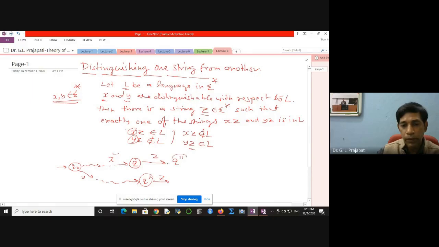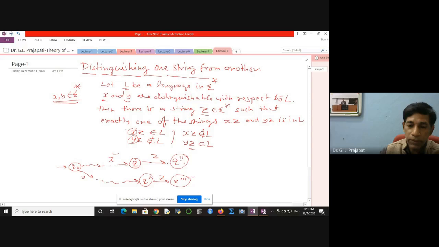Okay, and this may go to the states q triple dash. So what we mean is that if x and y are distinguishable, then on concatenating z, your FA goes to some state. So if either this state is final or this state is final. If this state is final, then this must not be the final state. So this is the condition. So exactly one of the strings is in L.